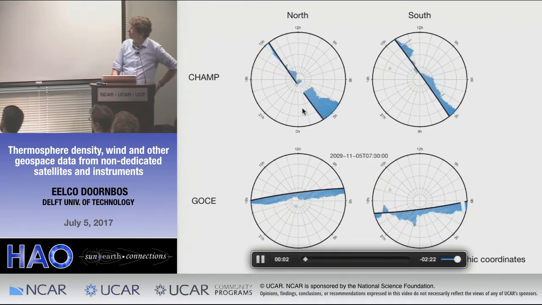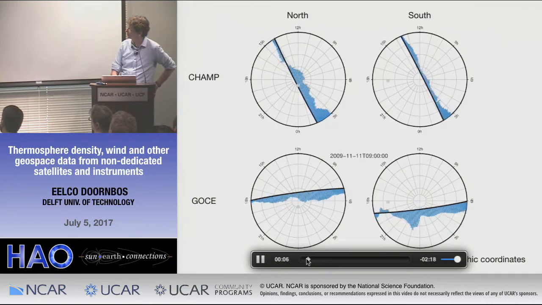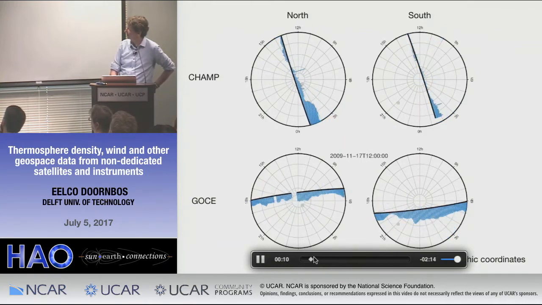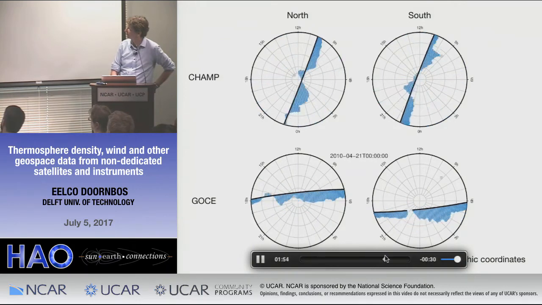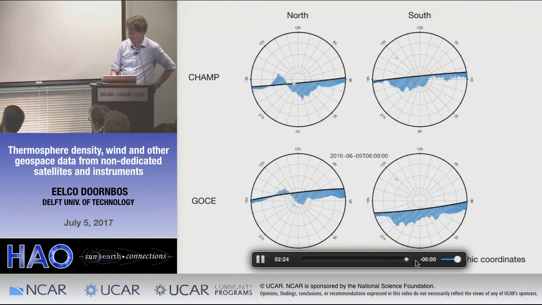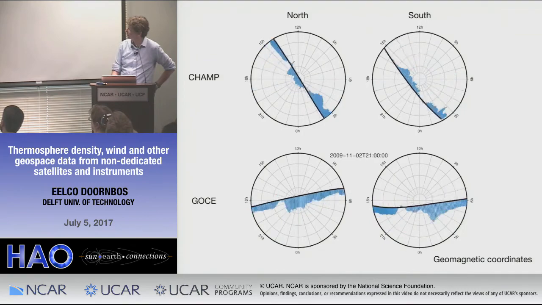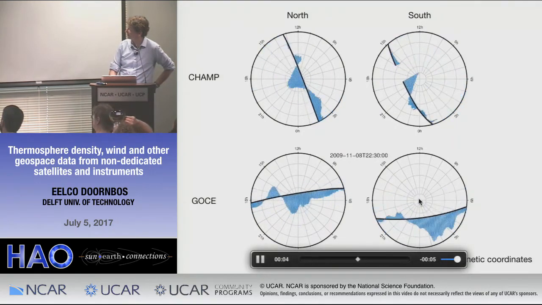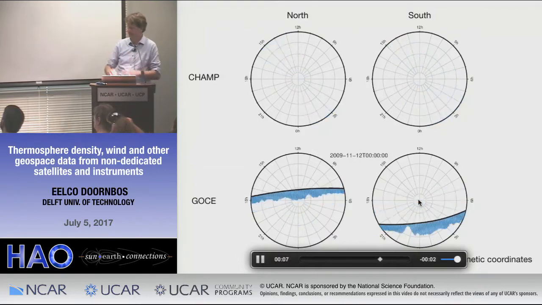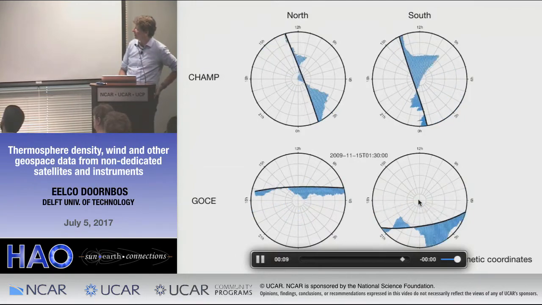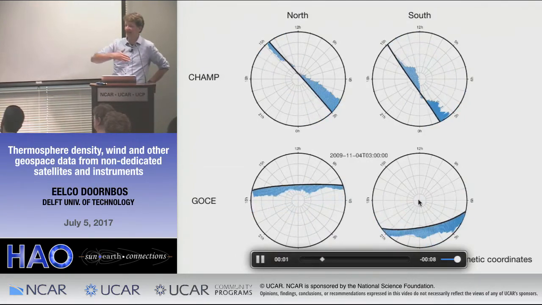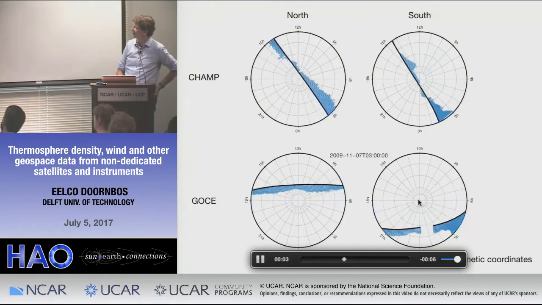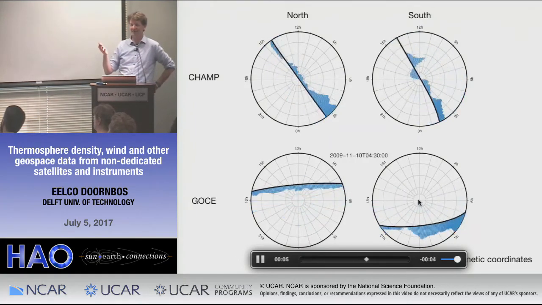So for CHAMP, I also derived some winds that did not always work as well, but there are some situations where it seems to work better than others. Here you can again see the differences in the orbital planes. So this was in geographic coordinates. If you do it in geomagnetic coordinates, basically you put the geomagnetic pole at the center, and then you can see the orbit shift with respect to the geomagnetic pole, and you get suddenly a much better coverage for free.